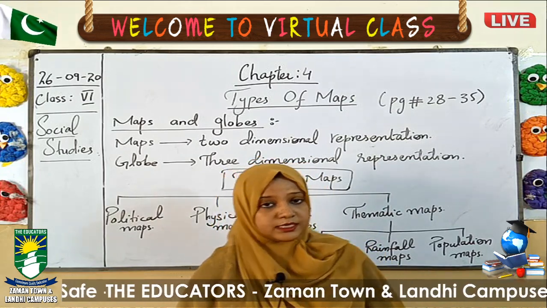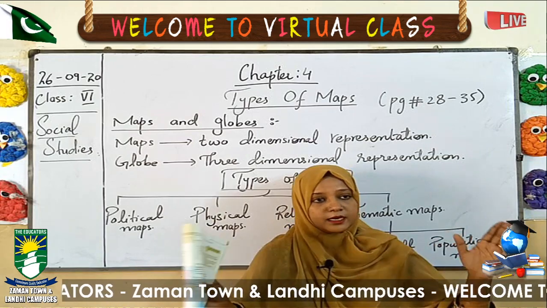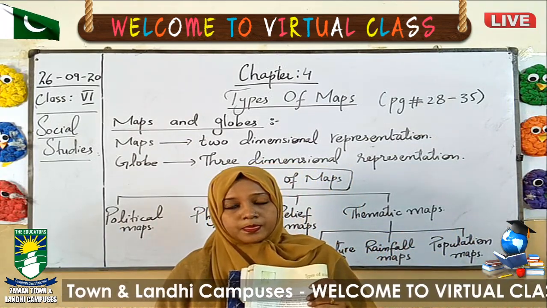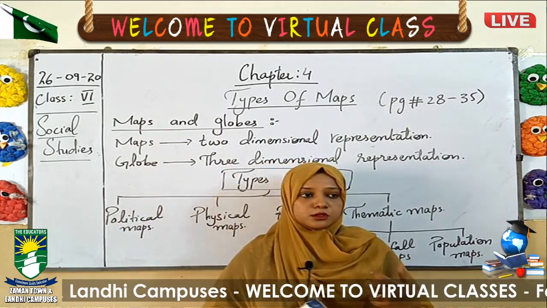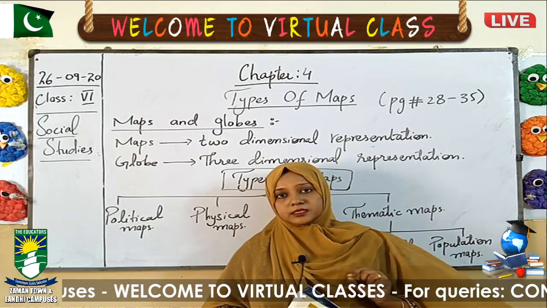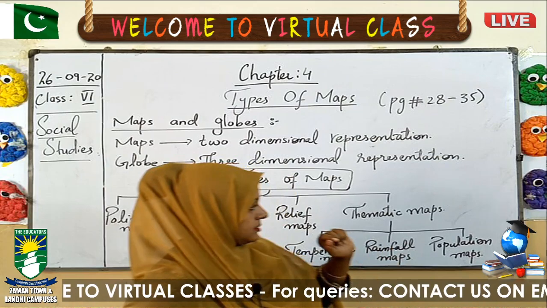And what about the scale? We use the scale to show the greater areas on a small piece of paper. If we use the greater values, it shows that it is covering a large area. And if we use the smaller scales, it means that the area is being covered in a smaller place.